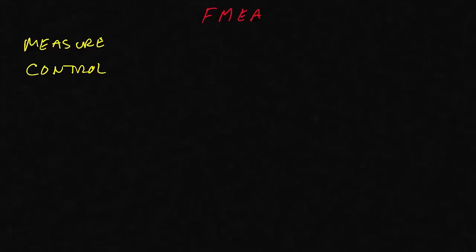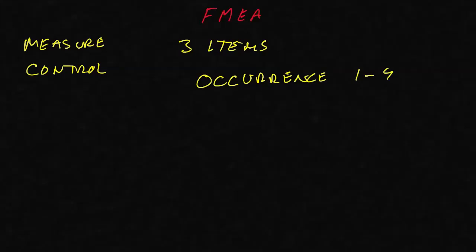With FMEA, we have three different items that we are going to try to estimate for each different failure mode. One is going to be the occurrence. So what is the likelihood that a particular failure mode might occur? And we're going to score that from 1 to 9. And then the second thing that we might look at would be the ability for us to detect when that failure mode has happened, also scoring 1 to 9. And then finally, the severity. So if that failure mode happens, how severe is the outcome?